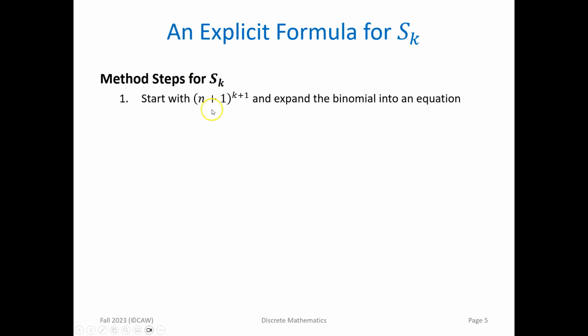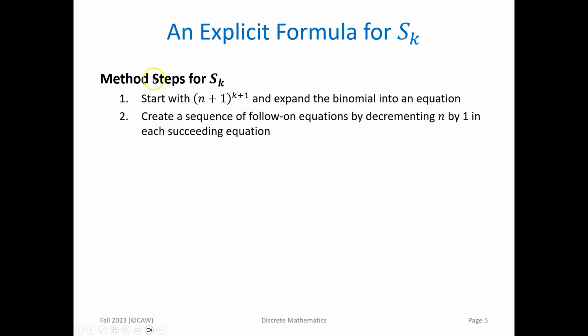The first step is to start with (n+1)^(k+1) and expand the binomial into an equation. The second step, create a sequence of follow-on equations by decrementing n by 1 in each succeeding equation. And this will be a little confusing until I show you examples. Step 3, add all the equations in the sequence.